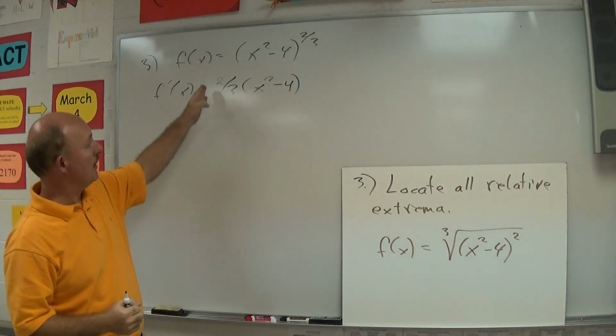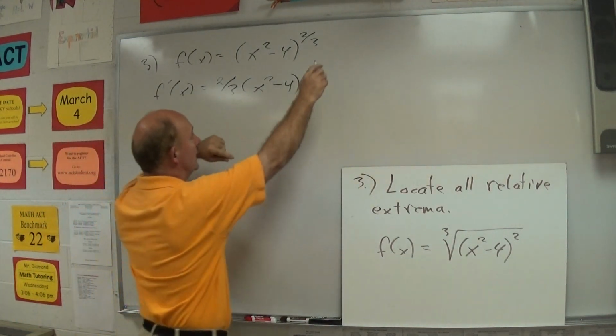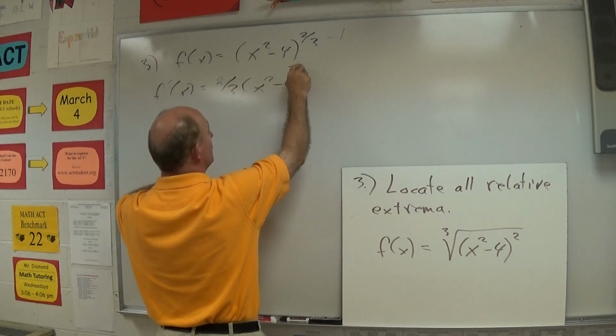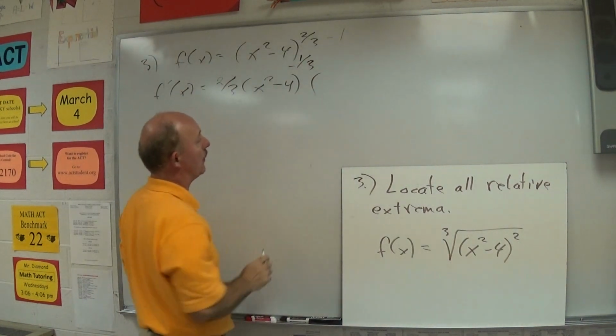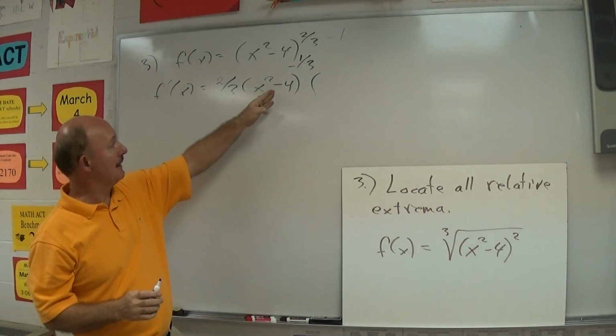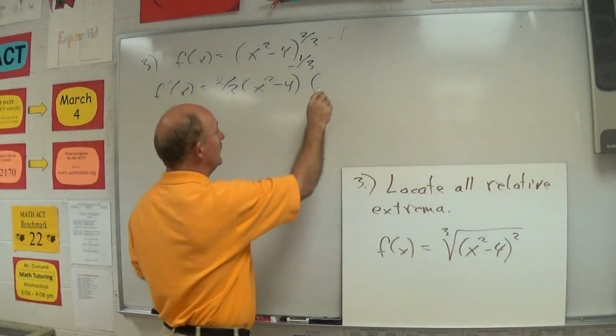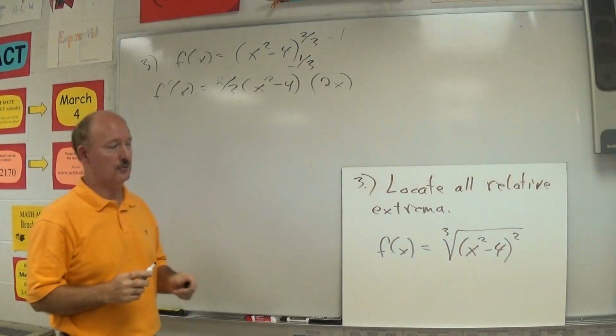Okay, so take the derivative of the outside, leave the inside the way it is. Now you have to subtract 1 from your exponent, which gives us the negative 1/3 power. So the derivative of the outside, leave the inside the way it is, times the derivative of the inside, which is 2x.